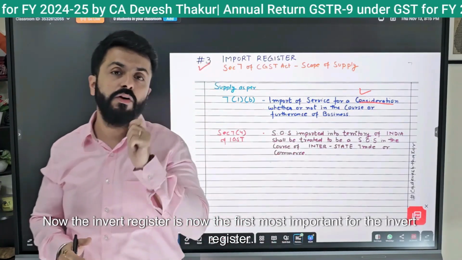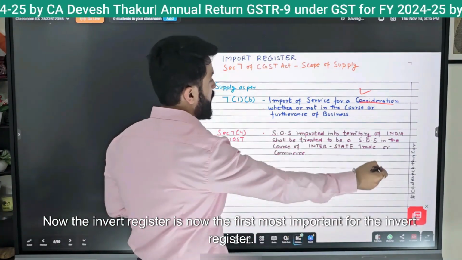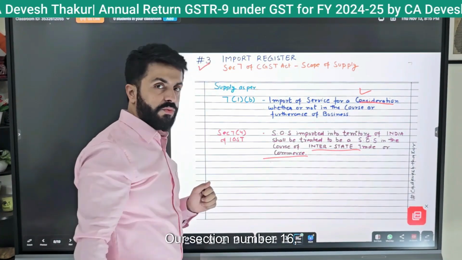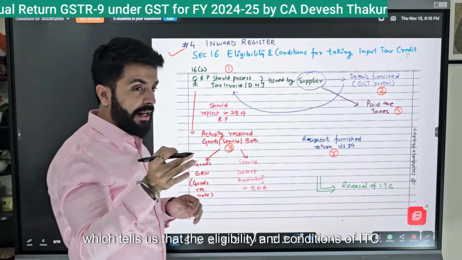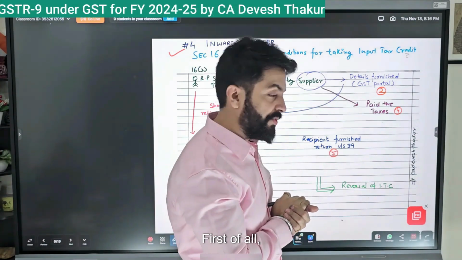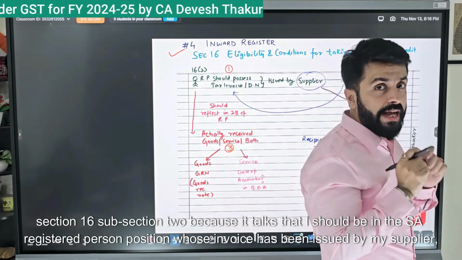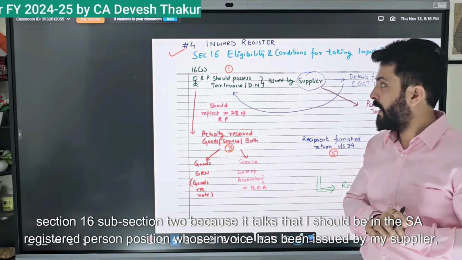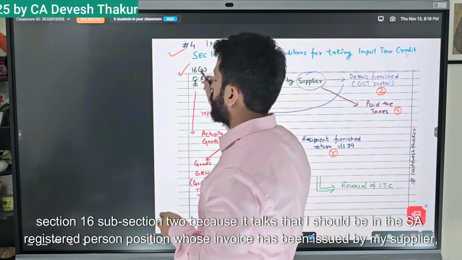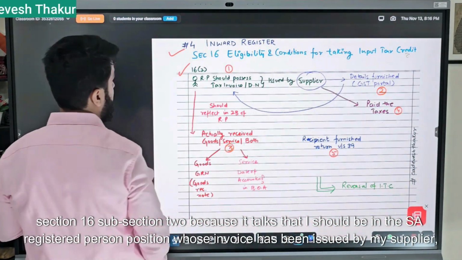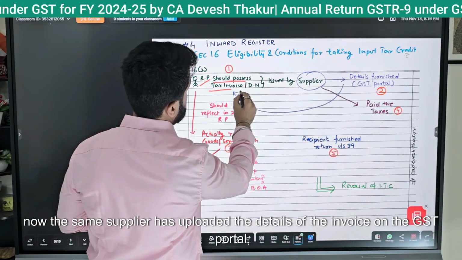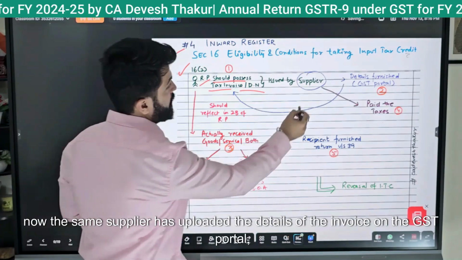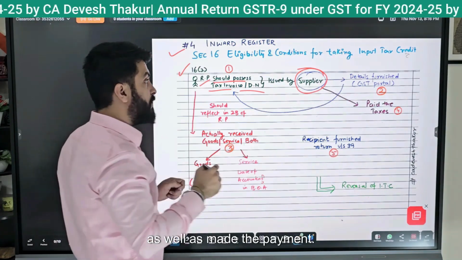Now the inward register. The first most important provision for the inward register is section number 16, which tells us the eligibility and conditions of ITC. First of all, section 16 subsection 2, because it says that I should be a registered person in possession of the invoice issued by my supplier. Now the same supplier has uploaded the details of the invoice on the GST portal as well as made the payment.